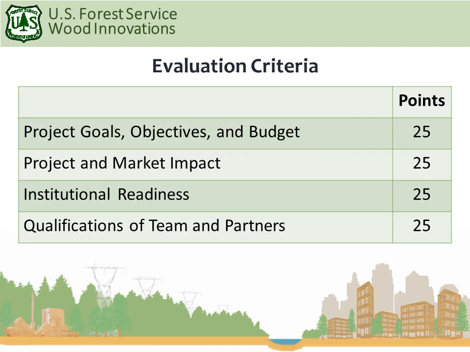So our evaluation criteria are broken down into 4 sections, each with 25 points. Project goals, objectives, and budget will receive 25 points total. Project and market impact, 25 points. Institutional readiness, 25 points. And qualification of team and partner, 25 points, for a total potential score of 100 points.